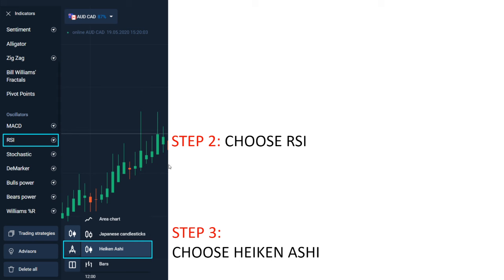Then we choose the Heikin-Ashi candles. This is the different chart types that I discussed a little bit earlier. So you can use an area chart, Japanese candlesticks, Heikin-Ashi, or bars. So we choose Heikin-Ashi. And then we also choose the RSI oscillator.